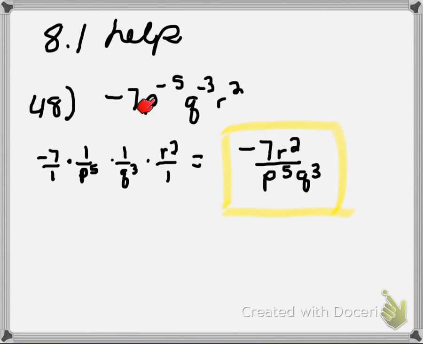Remember, these were all being multiplied together, and that's what I did. I just wrote them in a different form, and then I multiplied them.